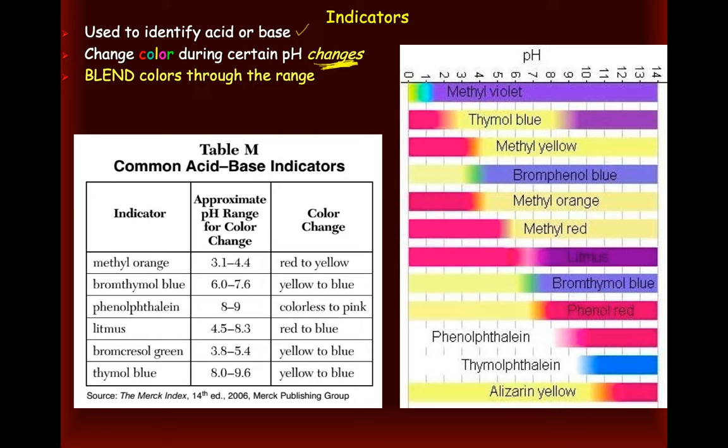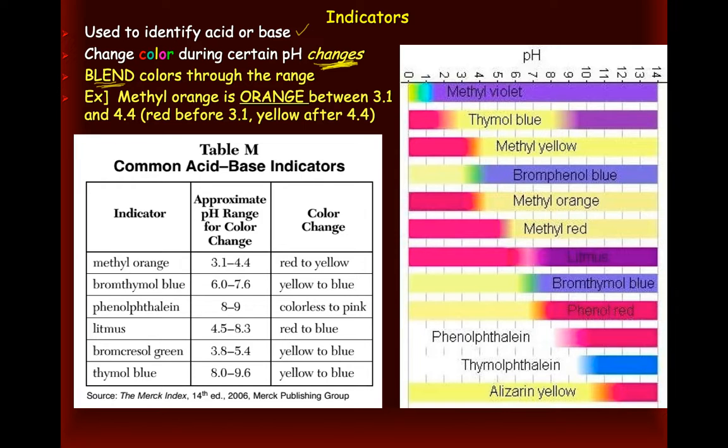When you go through the range of their change, you're going to blend the colors, and there's a little bit of an issue with this, so we'll get to it in a minute. For example, if you take a look at methyl orange, I want you to focus on methyl orange for a minute down here. If we look at this, we'll see methyl orange has a range of 3.1 to 4.4.